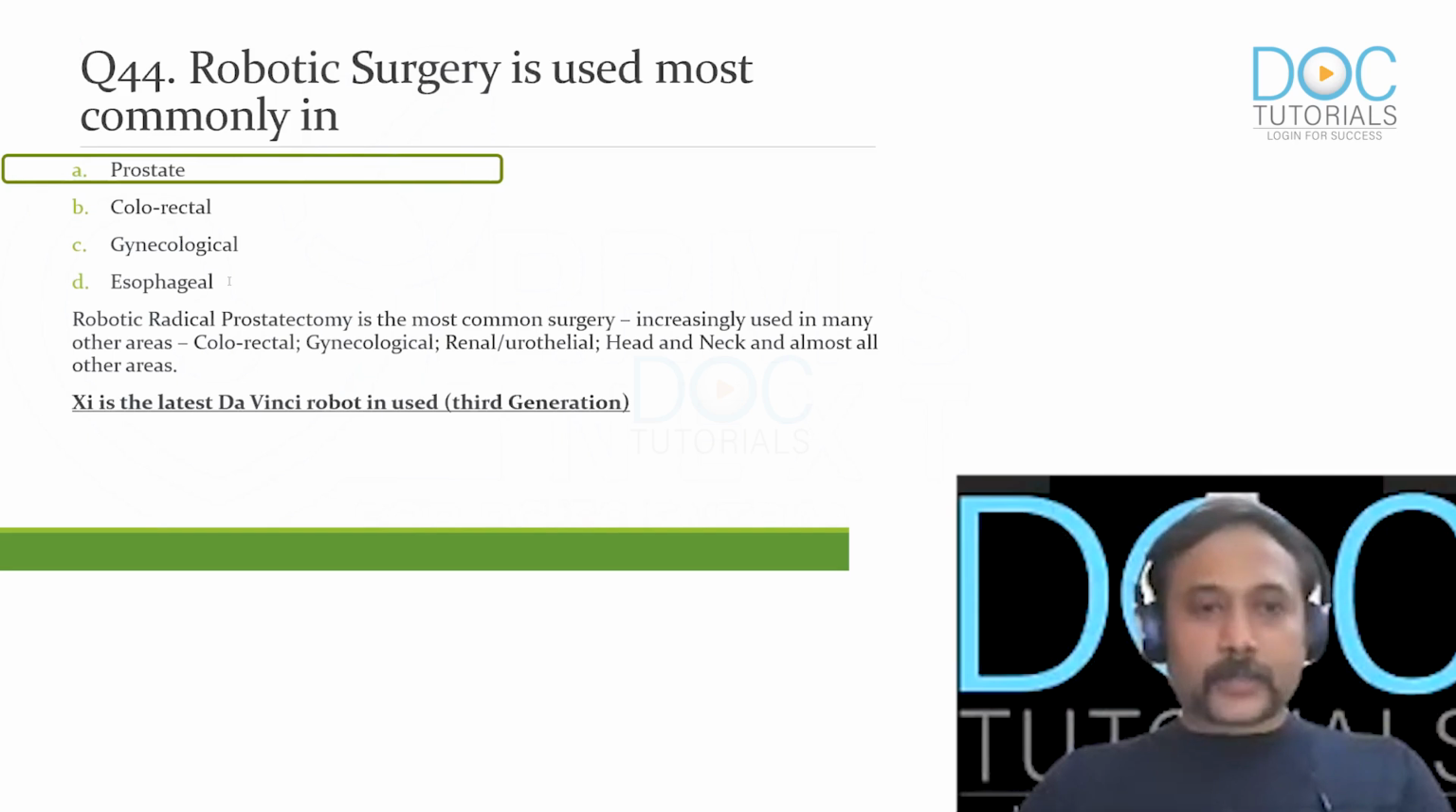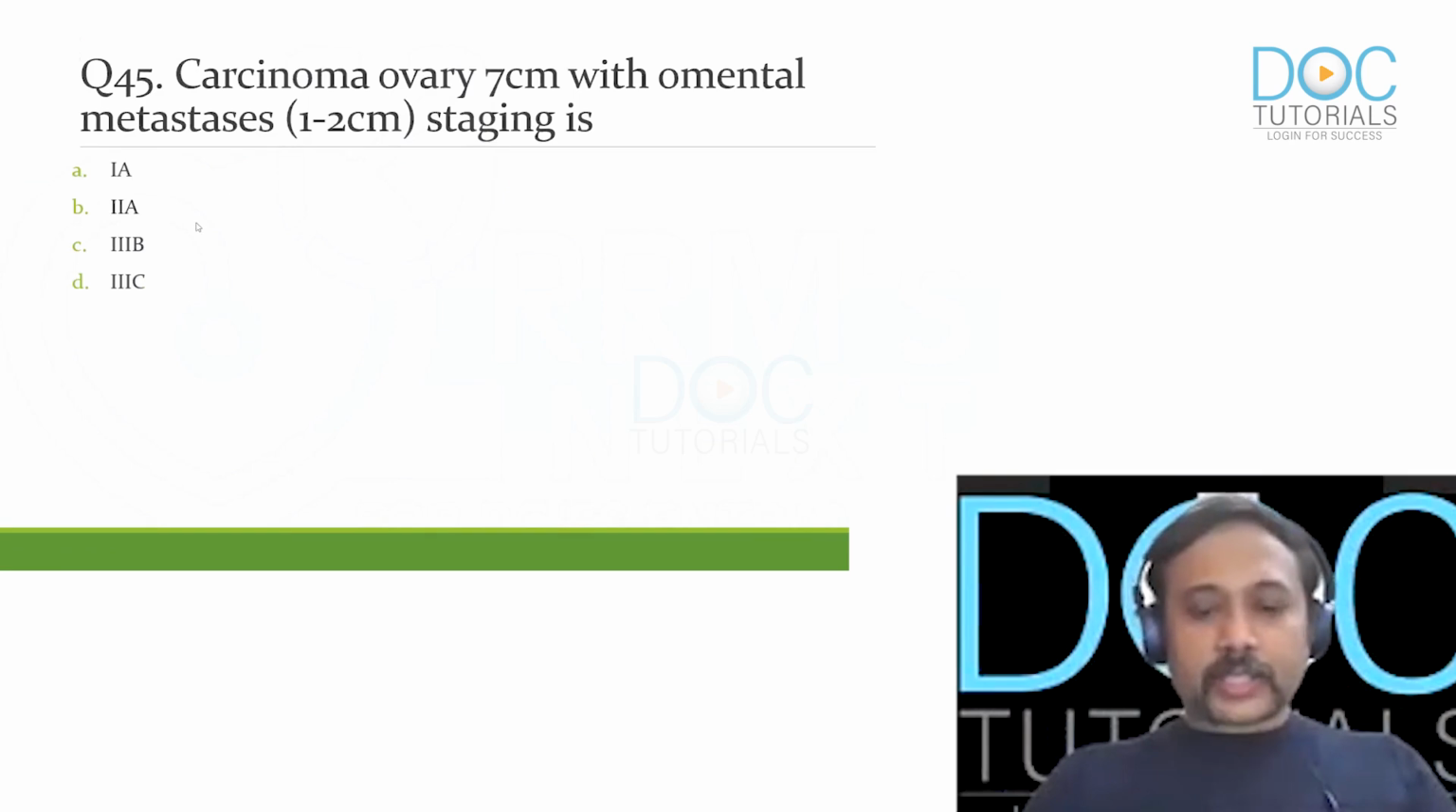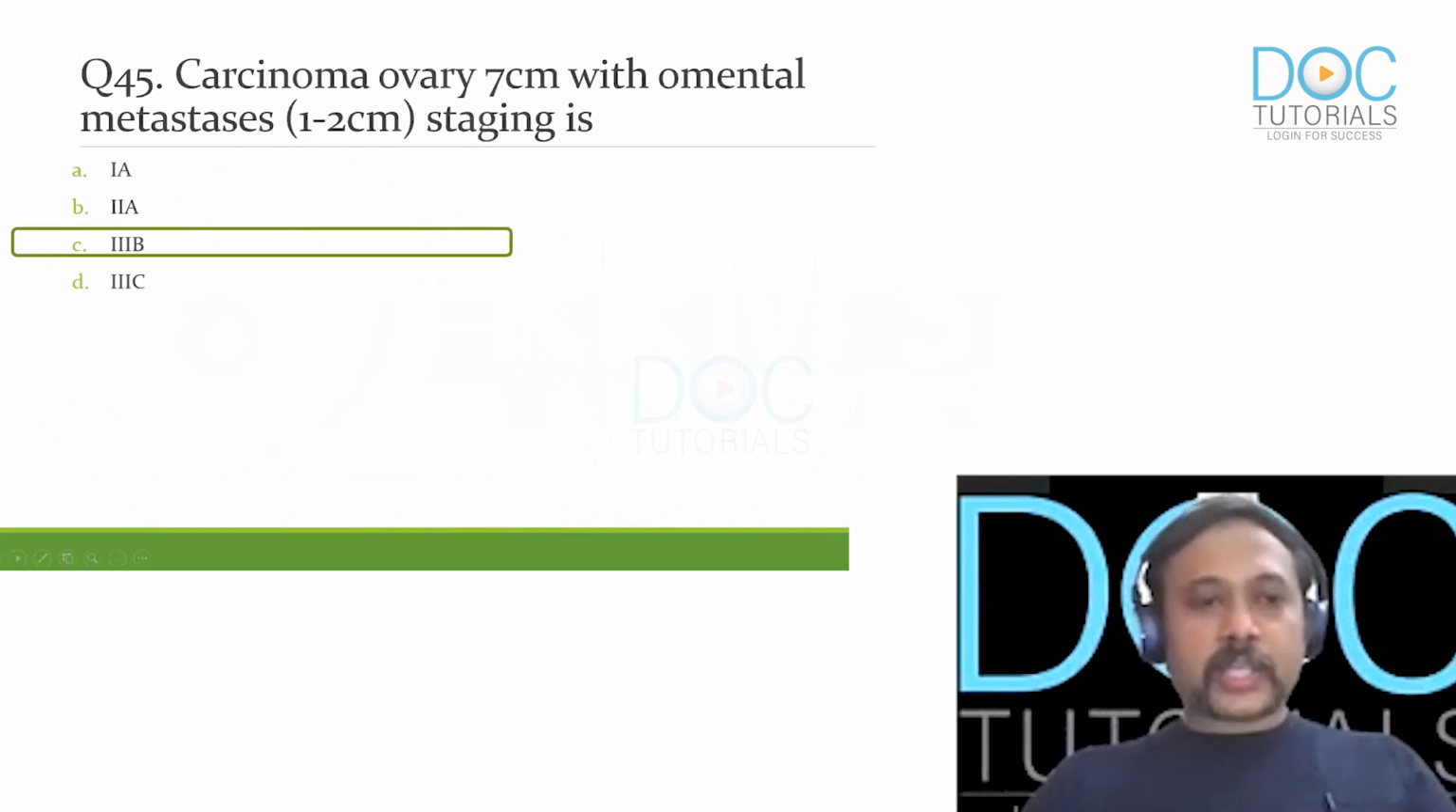So carcinoma ovary 7 centimeters in size with omental metastasis 1 to 2 centimeters. What is the staging? 3B, 3C. Okay. So C is the answer. Okay. You have gotten it right. C is the correct choice. So it is stage 3B.